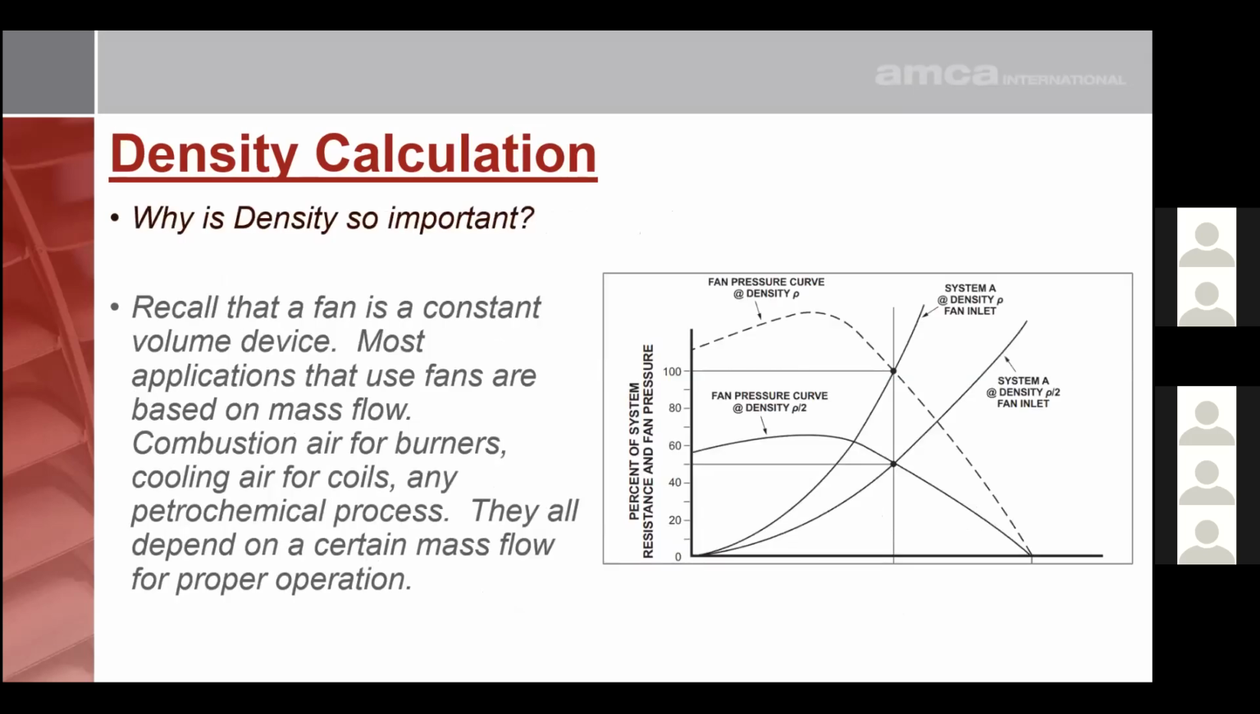But why is density so important? Well, recall that a fan is a constant volume device. And as I said, most applications that use fans are based on mass flow, whether it's combustion air for burners, cooling air for coils, or even petrochemical processes. They all depend on a certain mass flow for proper operation. And you can see that in this case, when the density doubles, the pressure that the fan creates also doubles.